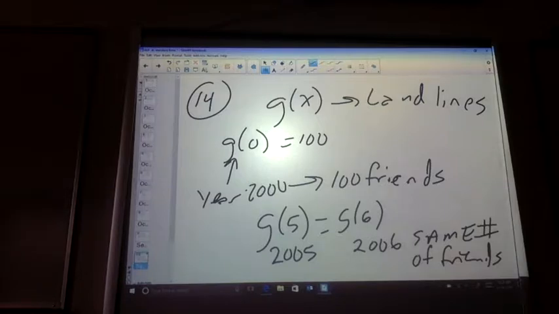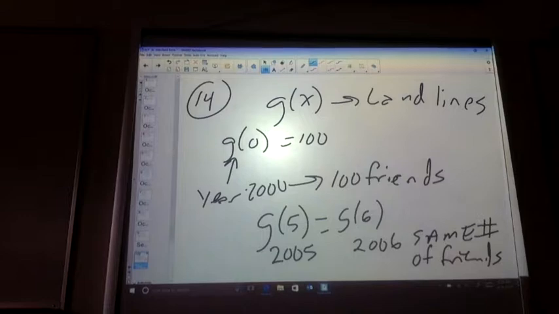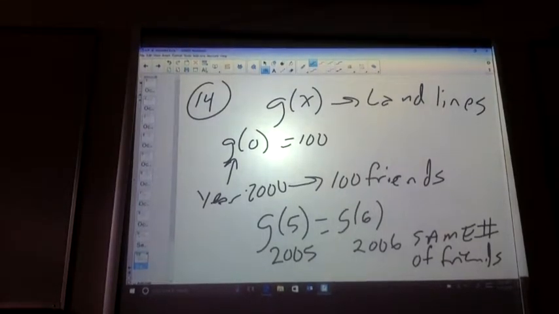So would it be less than 100? I don't know. According to this, probably decreasing. So let's just pick a hypothetical number, saying in 2005 you have 30 friends still with a landline, and then also in 2006 you have 30 friends with a landline is what that basically means. I don't know if it's 30, you're just picking a hypothetical.